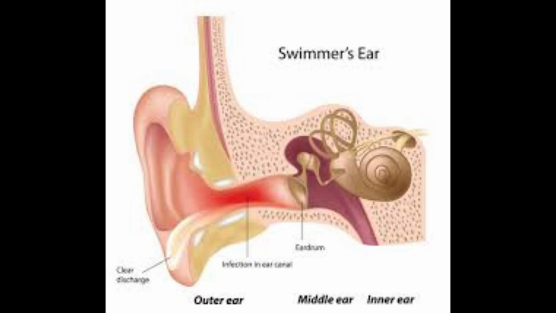Otitis externa. Otitis externa, also known as swimmer's ear, is an infection of the outer ear canal. It's often caused by bacteria or fungi and can result from water exposure, trauma, or inserting objects into the ear. Symptoms include itching, redness, and discharge.